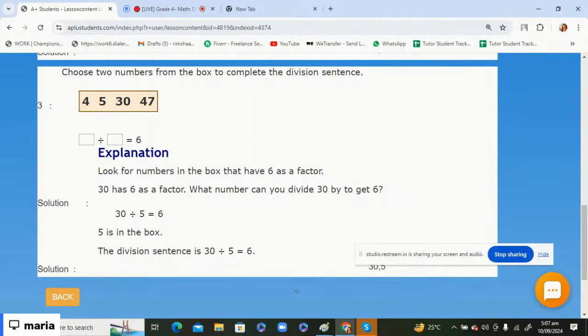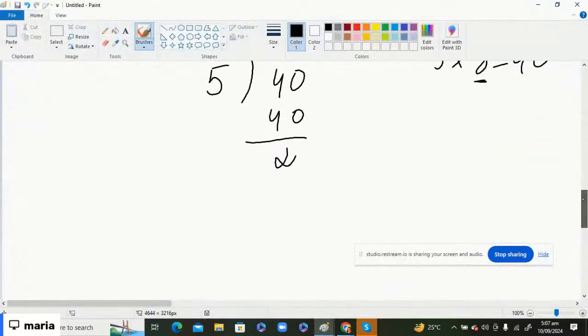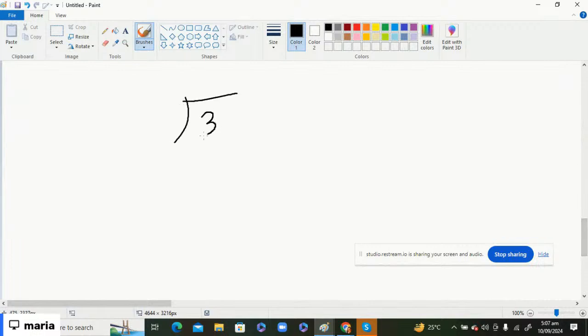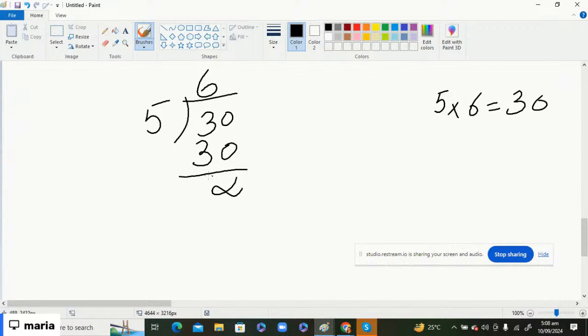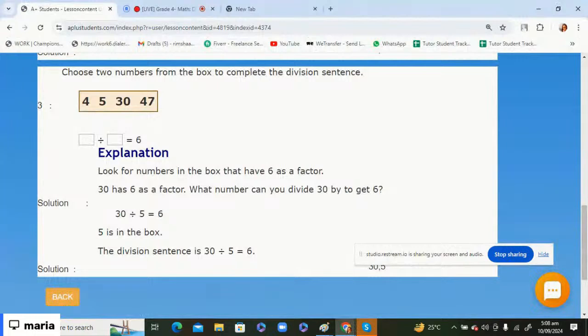So 5 and 30. Let's check these two. I'm going to put 30 inside and 5 is outside. So 5 times 6 is 30. Is it right or wrong? Everyone tell me, is it right or wrong? So 5 times 6 is 30. So here we are going to put the answer that is 6. Yes, this is right. So here the quotient is 6. Okay.